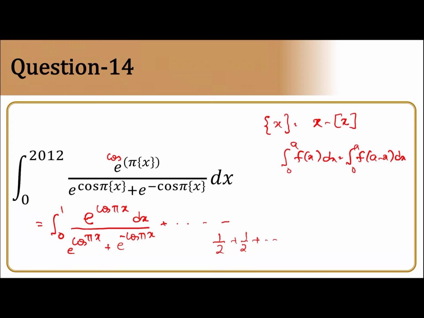So 1 by 2 plus 1 by 2 up to 2012 terms. So every integral will become 1 by 2, 1 by 2, 1 by 2, because the denominator won't change, and if you add both, you'll get 1 by 2 each time. How many 1 by 2s are there? 2012 1 by 2s will be there. Therefore, the answer is 1006. Please write down.